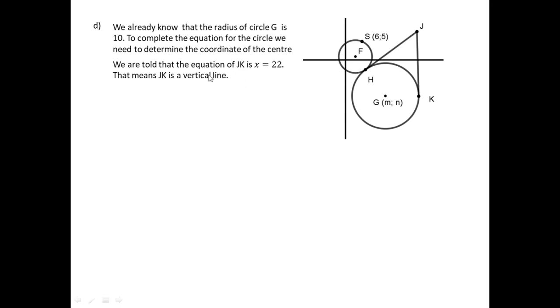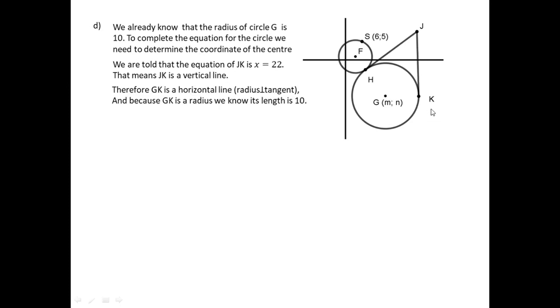We are told that the equation of JK, that's this one, is x equals 22. That is the equation for this line. Now that is a very specific kind of equation. That is the equation of a vertical line. So we know that JK is a vertical line going through 22. So all of the x-coordinates on this line are 22.